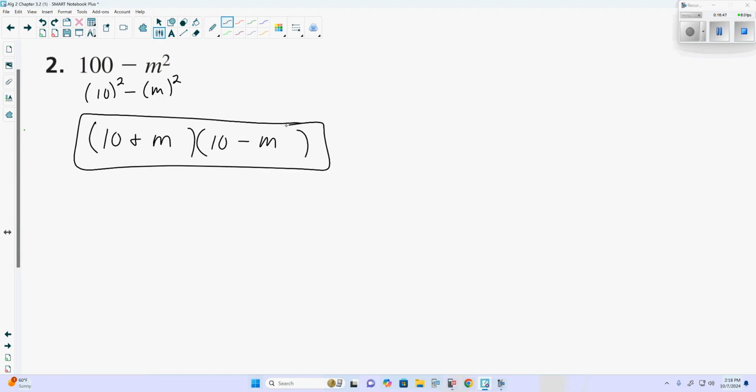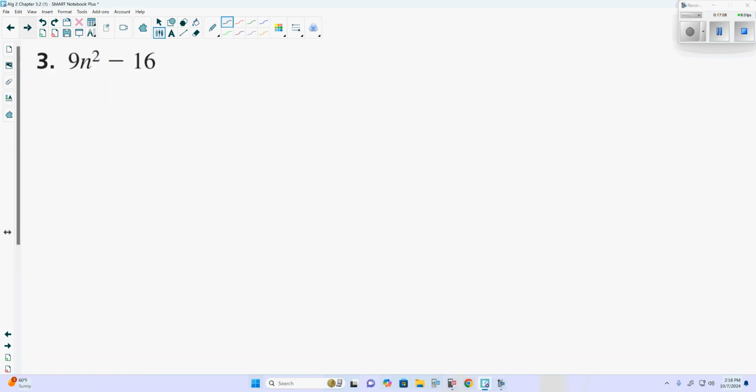Now, it's very tempting to want to just flip it and say m squared minus 100, but those would be two separate statements. And it is possible to do it, but we have to factor out a negative to get there. So it's a little bit easier just to leave it as 10 plus m and 10 minus m. Does that make sense? Okay.